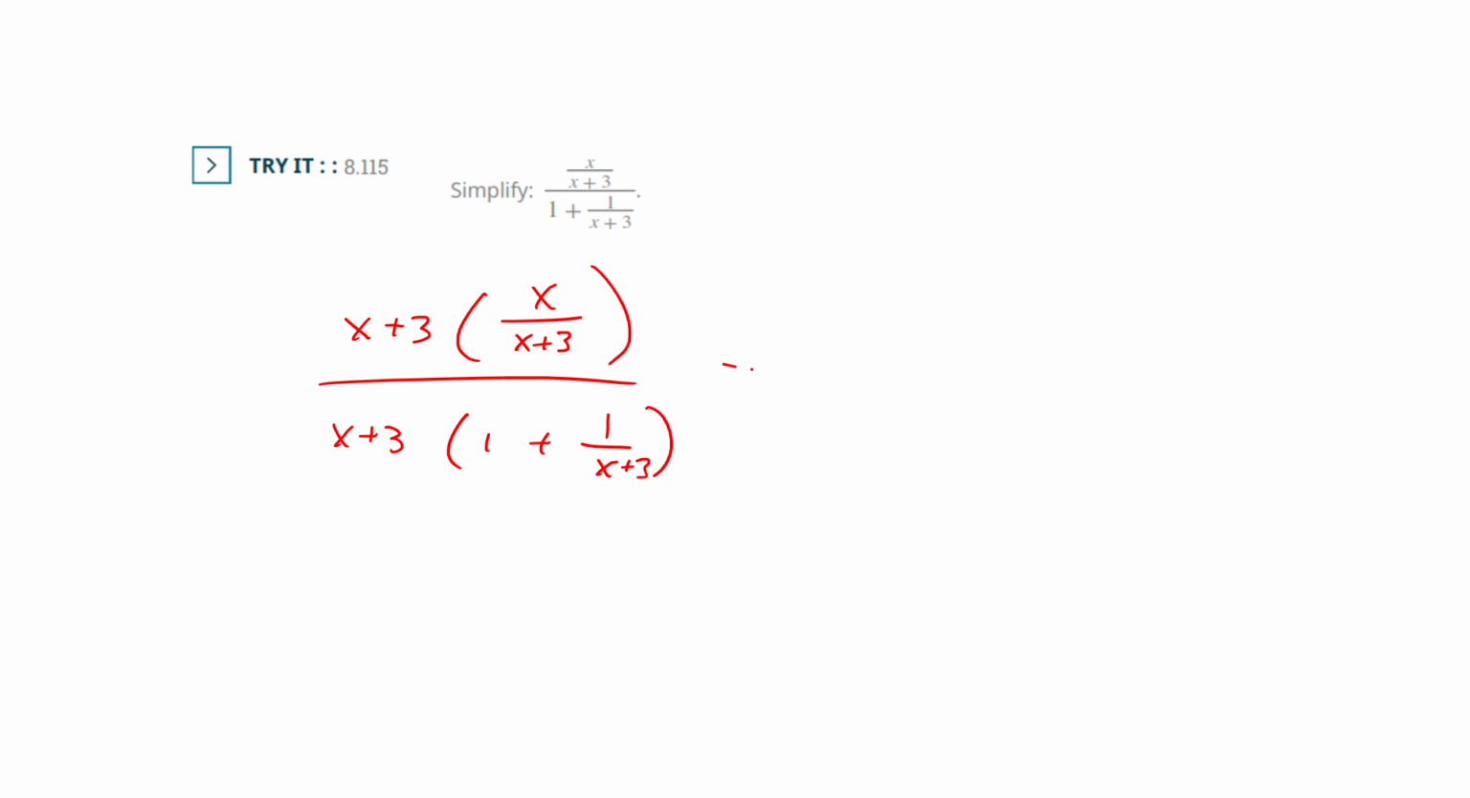Okay, let's take a look at one more here. We're going to multiply the top by x plus 3. And we're going to multiply the bottom by x plus 3. So on the top, these will cancel, and I'm left with just x. On the bottom, he's going here. Give me x plus 3. He's going here, and I'm going to just have that 1. So those will cancel, and I have just the plus 1. So I have x over x plus 4.